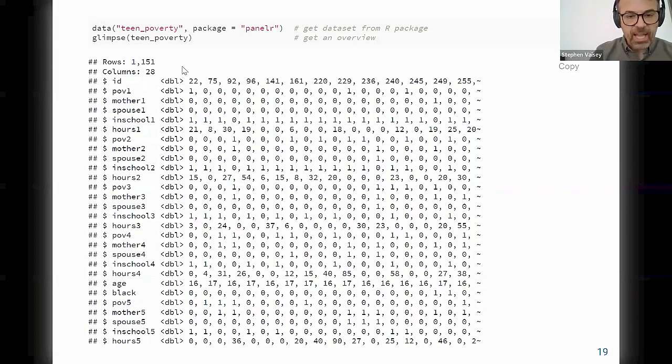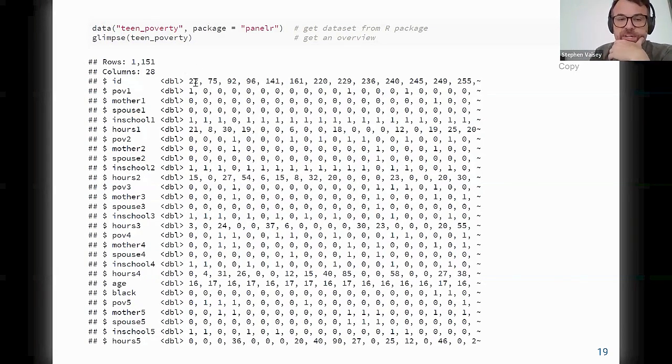So this is a little bit like head of a data set, except it turns it sideways instead of putting it this way. Because this is 28 columns. If you do head teen poverty, it's going to show you the first 5 columns, and it's going to run out of room to show you that real estate to the right on your console. So what glimpse does is it tips it on its side and shows you all the column names, and then you can see as many of the observations as you can.